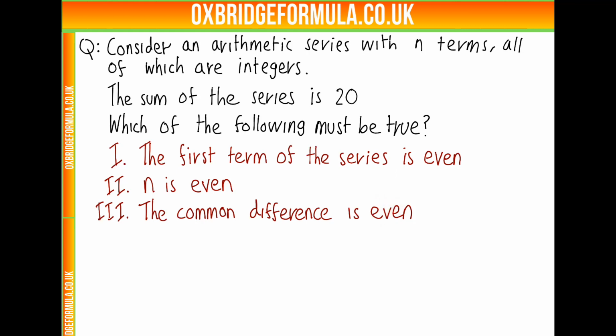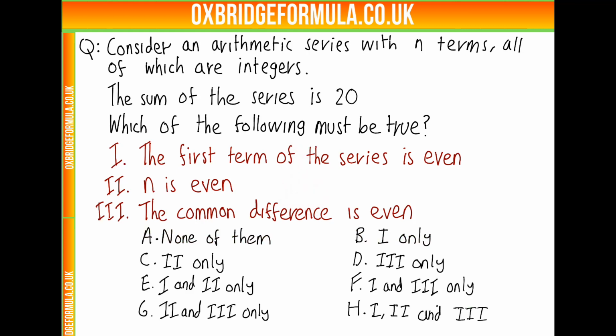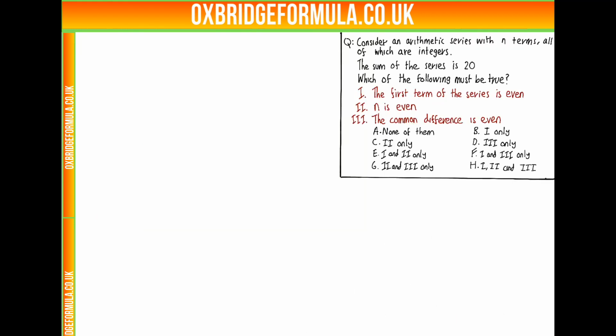So statement 1, the first term of the series is even. Statement 2, n is even. Or statement 3, the common difference is even. And we're given various sets of 1, 2 and 3 that might be true, from none of them being true to all 3 of them being true. So let's go through statements 1, 2 and 3 one by one and determine if they're true or false.